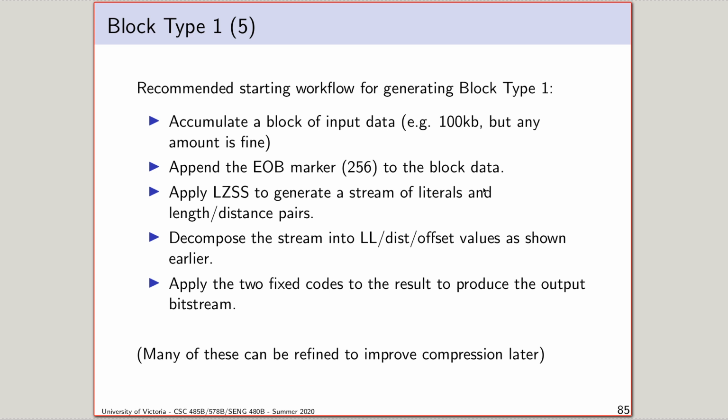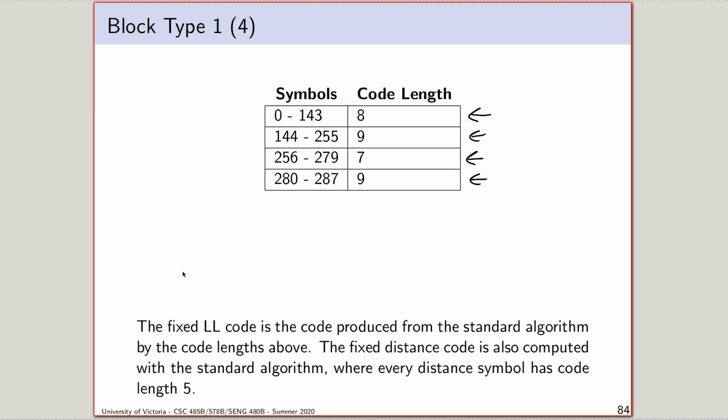Take the data, add your end of block marker. Then apply LZSS and break the stream up into those LL code symbols, those distance symbols, and those offset values. Then apply the codes we just described to produce the actual bit stream. Now, the great thing about starting with block type 1, if you wanted to, you could jump right into block type 2, but the reason I think you should do this is that you can spend some time figuring out the rest. The codes and how they're stored isn't a big deal, because obviously you have this fixed code table and it doesn't need to be stuck in the bit stream, because the decompressor knows that in block type 1 it's always this code.